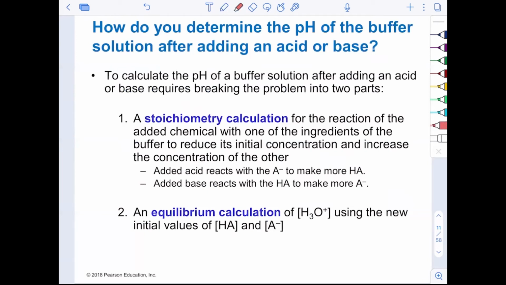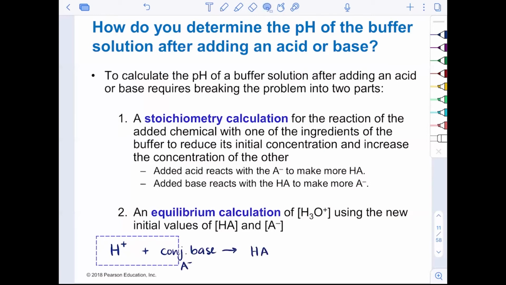Now, the second type of calculation we can do with a buffer is determining the pH of the buffer after adding acid or base. So when an acid or base is added to a buffer solution, the appropriate components of the buffer, whether it's the acid or the base, will counteract these additions. If you add acid, H plus, some strong acid, it's going to react with the conjugate base of the buffer, A minus, right? And it's going to make HA.